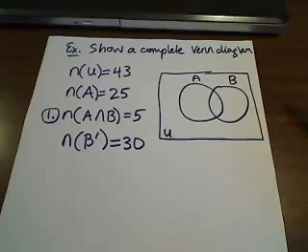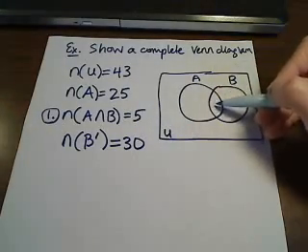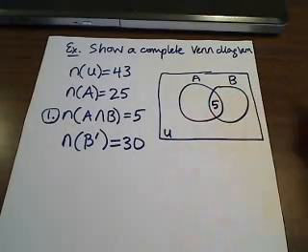Number of elements in A intersect B, and they're telling me that the number of elements there is 5. So that would actually be this region right here. This is where A and B intersect. Okay, so this has 5 elements.